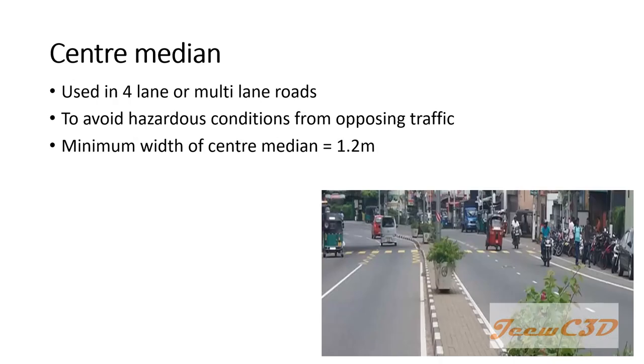Then you have the center medians. When you have more than two lane roads, such as four lane or six lane, like multi-lane roads, the road is divided into two parts by having a center median. So it will avoid hazardous conditions from the opposing traffic. If you are adopting this kind of center median, usually the minimum width would be 1.2 meters. That means the total center median width would be 1.2 meters, that means 0.6 meters to one side and 0.6 meters to the other side.